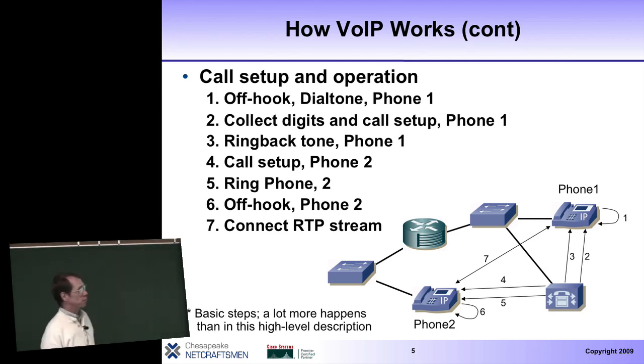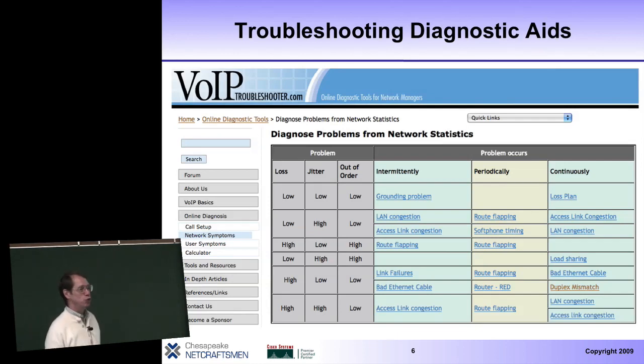By the way, if you're interested in some aids for troubleshooting, there's a neat little website called VoIPtroubleshooter.com. Go on the left-hand side over here, online diagnosis. They have these neat tables, a variety of them: call setup, network problems, user symptoms, etc., including a calculator here.